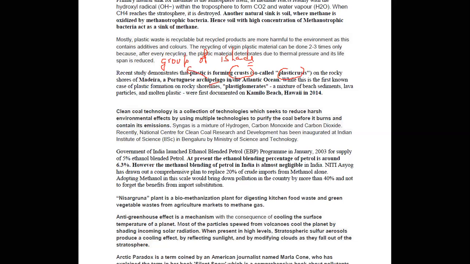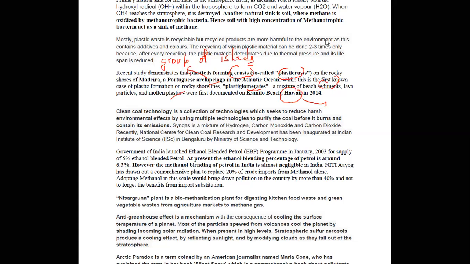There's something called plastiglomerate. Now, what is plastiglomerate? It is a mixture of plastics, beach sediments, lava particles, all these things. And it was found on Hawaii. Hawaii is an island belonging to USA. Fine. So let's see plastic crust and let's see plastiglomerate so that we can deduce the difference between these two. And then we'll talk about anti-greenhouse effect also. So let's do that. First of all, let's see plastic crust and then we'll see plastiglomerates.